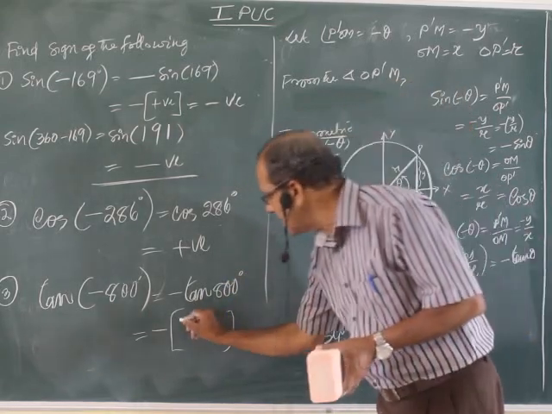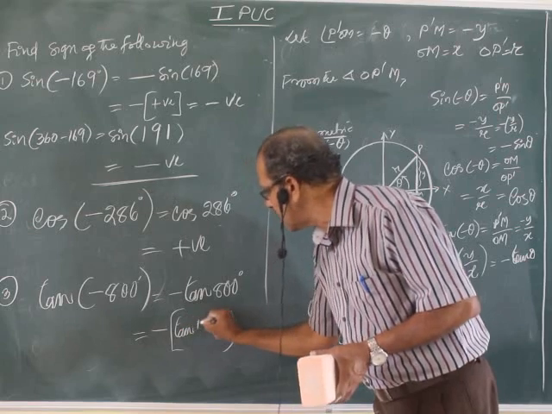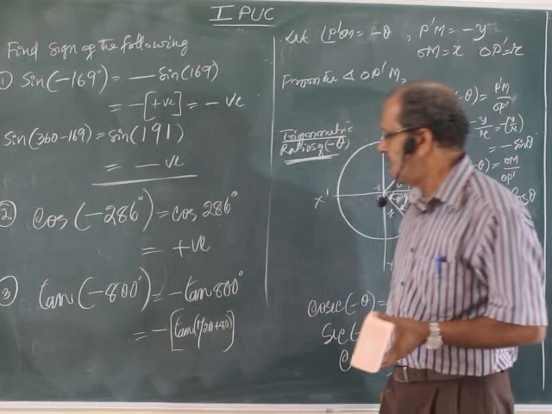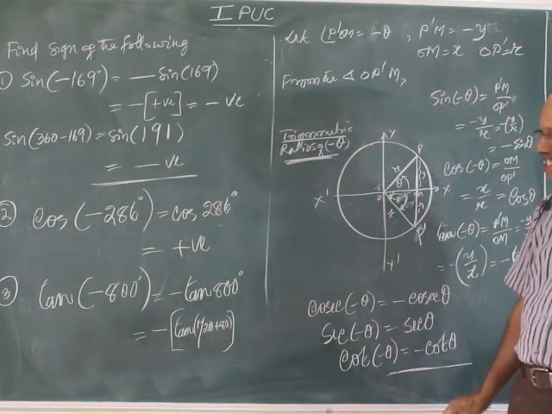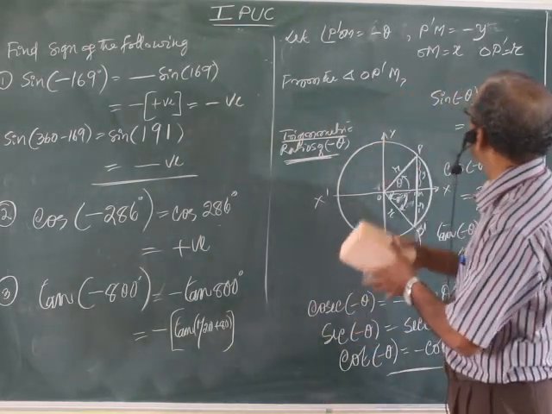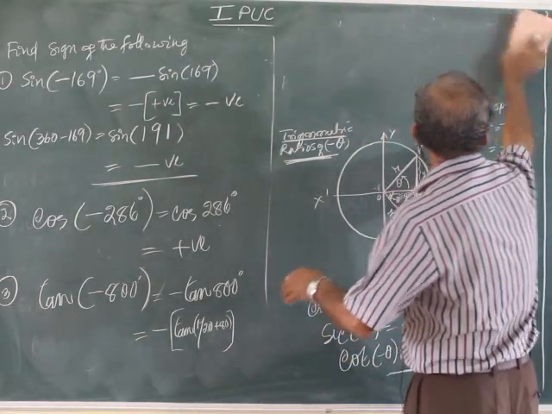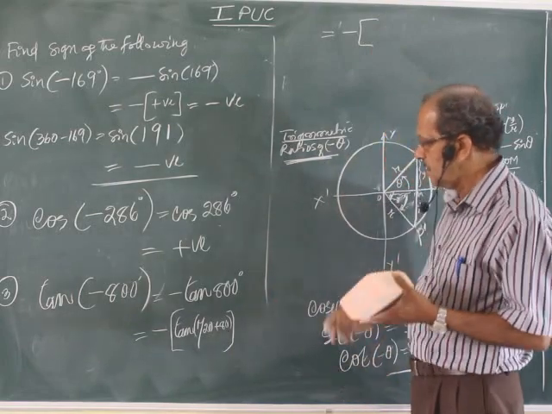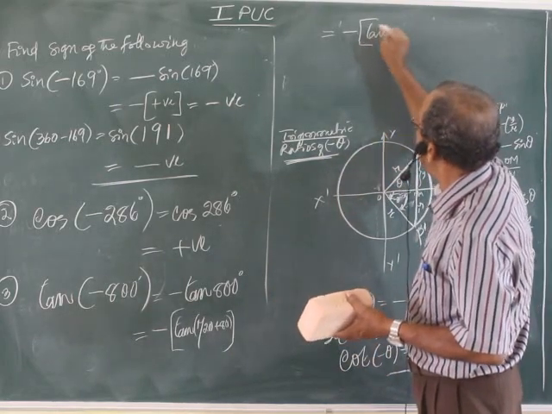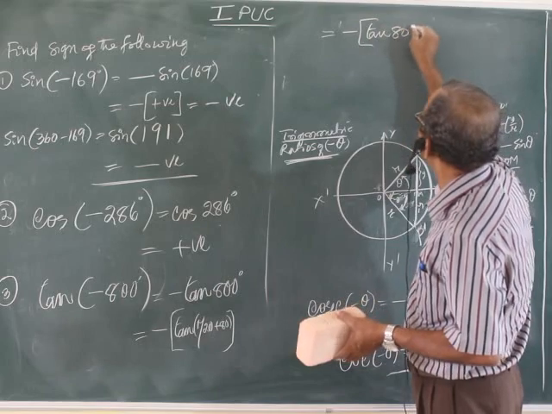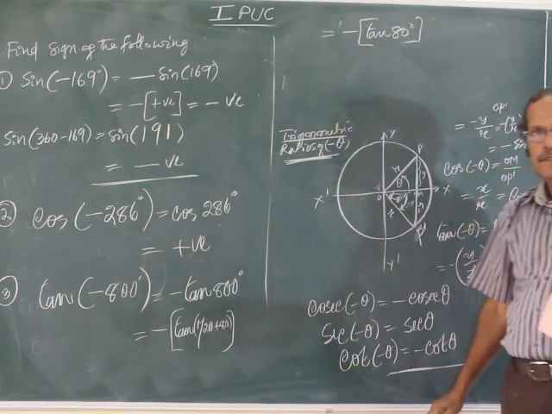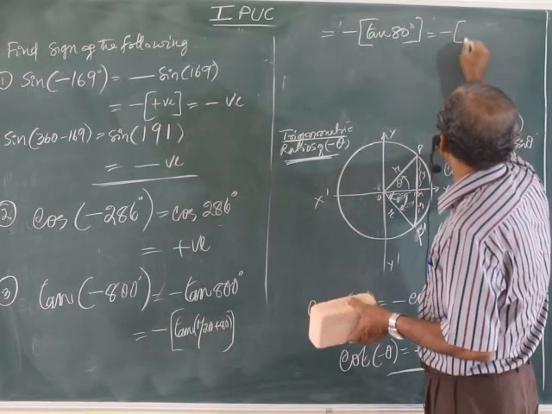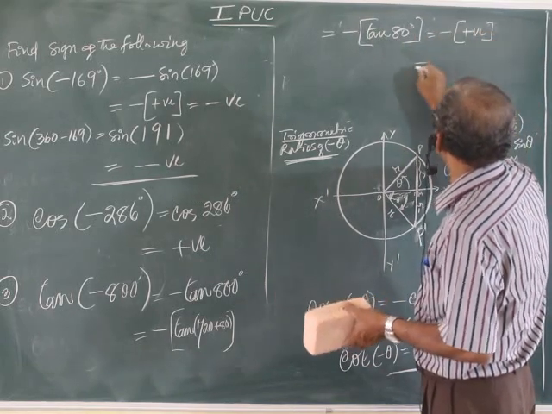Tan 800 comes in the first quadrant. How did you get that? Let me write one more step if you want. 720 plus 80. Correct, no? After completing 2 rotations, it is 80. So it is equal to minus, forget 720, tan of 80 only. Tan 80, first quadrant, positive, minus of positive. Total it is negative.